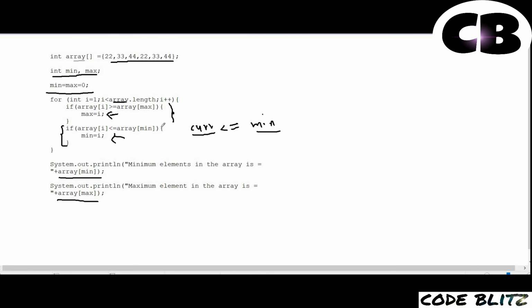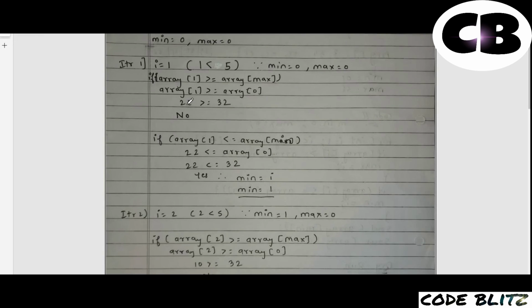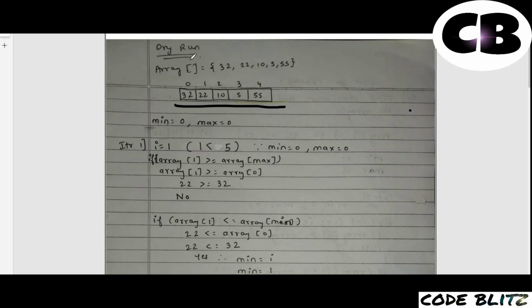Now for better understanding, I have done a dry run of the code. I will provide that note in the description, as well as this code will be provided in the description. Please access the code. Now let's see the notes for the dry run. So basically this is the dry run.